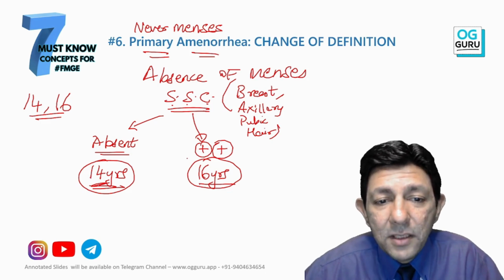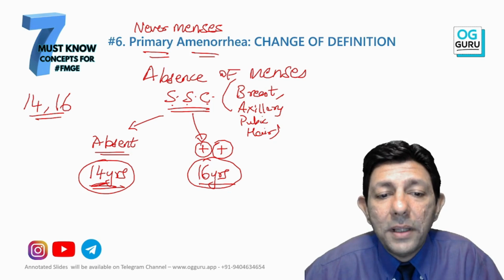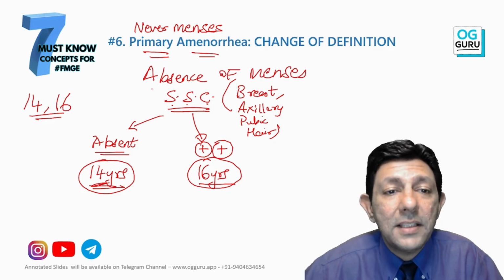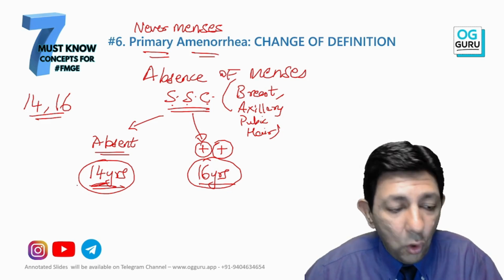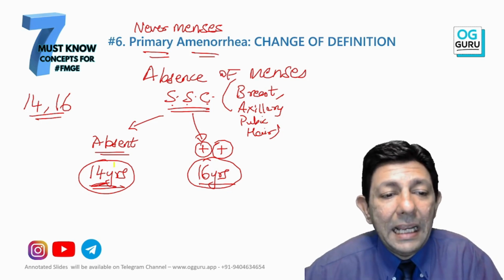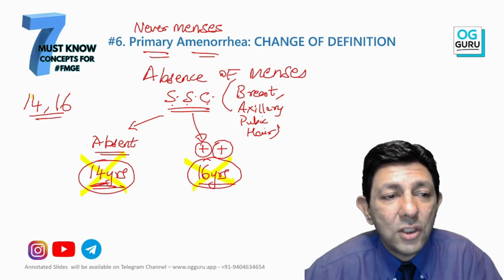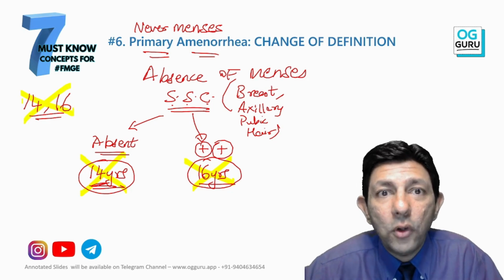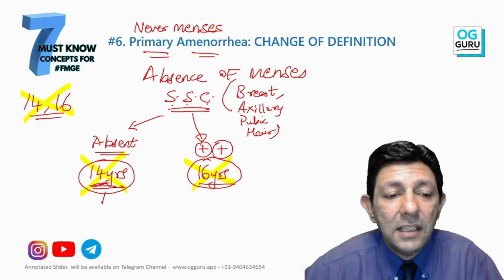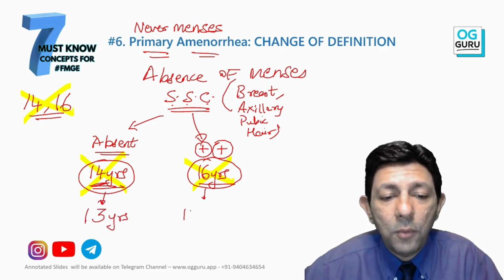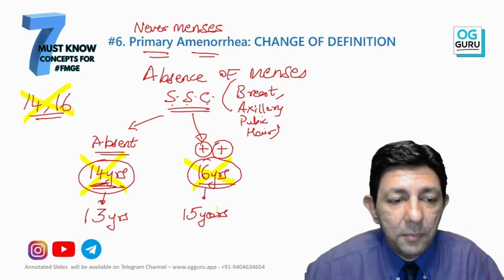And in presence of secondary sexual characters, no menses till the age of 16 years. But this, my dear student, is the old criteria, and we will not keep this in mind. And now this has changed. This 14 and 16 has changed. And the new thing you need to keep in mind is that this has been decreased by 1 year. This 14 has become 13 years, and this 16 has now become 15 years. So please don't make a mistake in this.